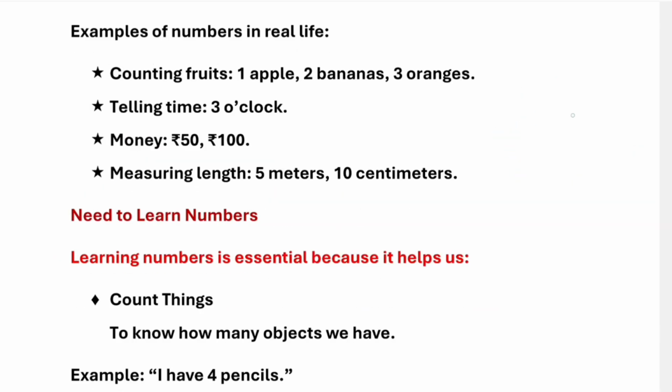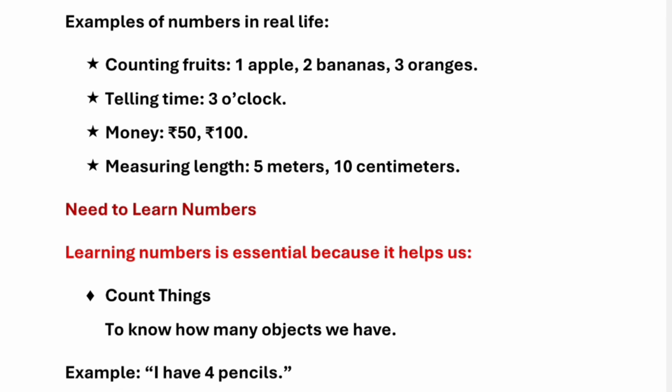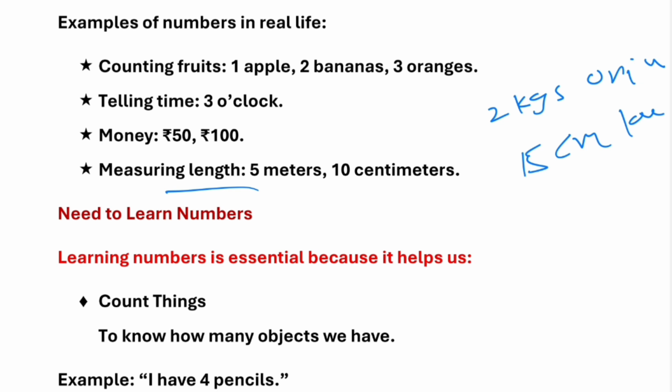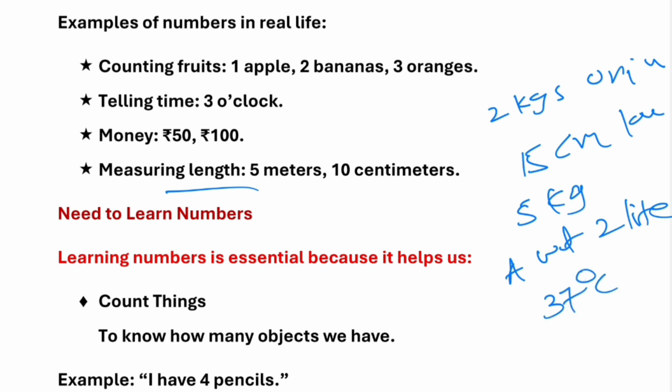We also use numbers in measuring the objects to know sizes, lengths and weights. For example, I bought 2 kgs of onions in the market. A pencil is about 15 centimeters long. A bag of rice is 5 kgs. A water bottle is equal to 2 liters. Normal body temperature is 37 degrees Celsius. These are also described with some numbers.